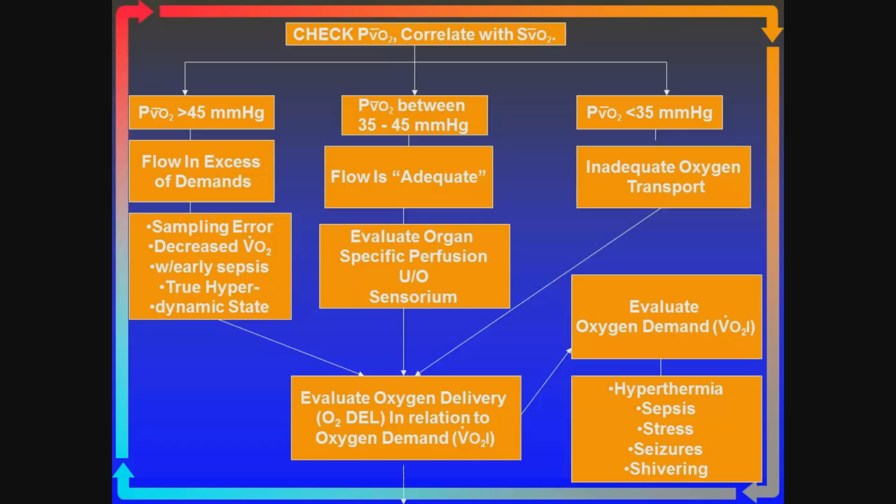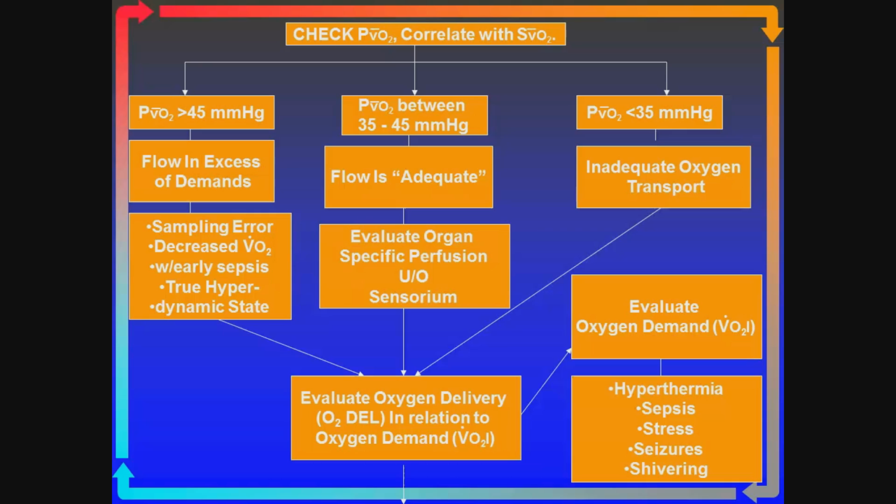So there's three situations you could have. Take the middle one first, and that's looking at a normal PVO2. It's telling me that basically the flow is adequate. The supply is being matched for the demand that's being placed on the patient. And what you need to do in that case is take a look at specific organ perfusion. Things like, are the kidneys getting enough blood flow to maintain a normal urine output? Is the patient's sensorium appropriate so that they're not confused, comatose, whatever?